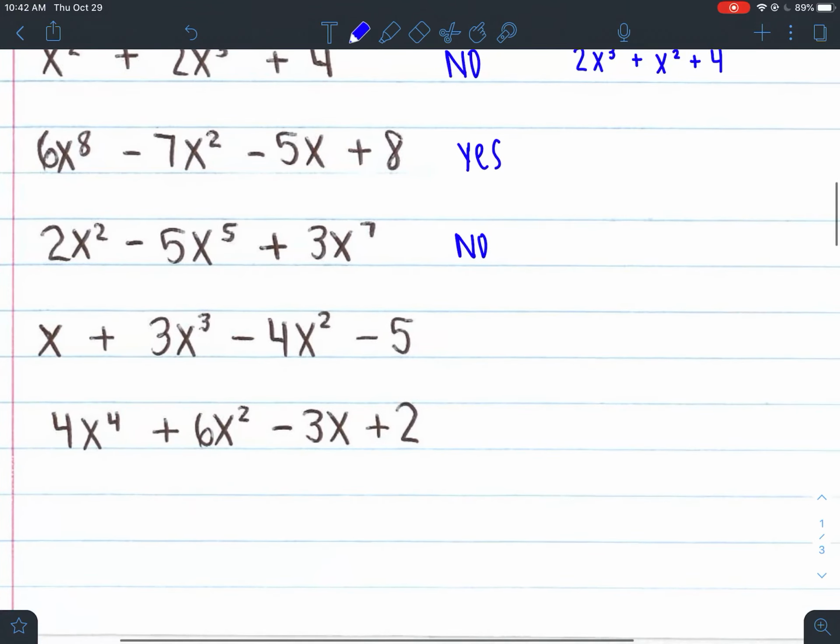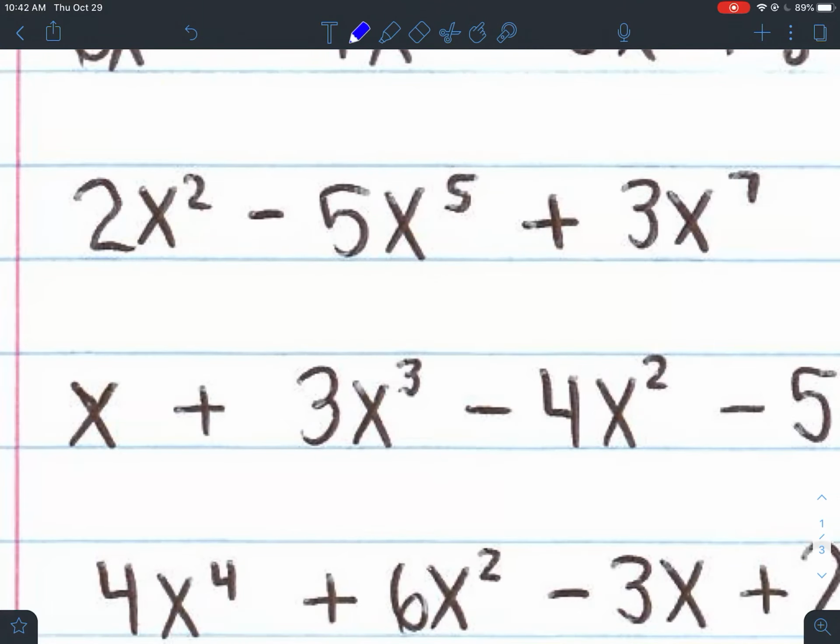So if we wanted to write this in standard form, the largest exponent would be the 7, so that term would come first. So that would be positive 3x to the 7th. The next term that we would have is negative 5x to the 5th. Now, I know it's negative because there's a negative sign in front of it, so I want to leave it there. And then I have 2x squared. Now, I know that's positive because if it was negative, they would have put a minus sign there.